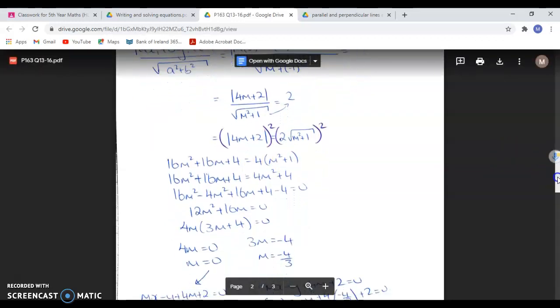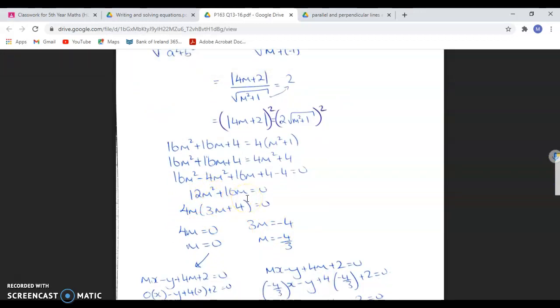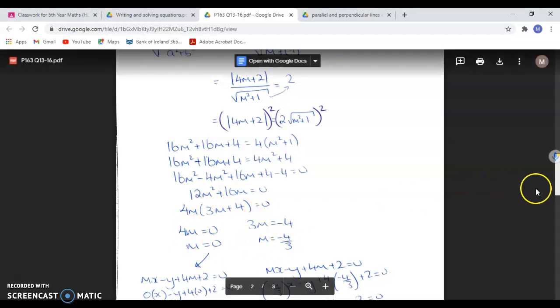Then you just multiply that out, and you come down to 12m squared plus 16m. Take out the highest common factor, which is 4m. What are you left with inside? 3m plus 4. So two things multiplied to give me 0. Each one is equal to 0. So I get 4m is equal to 0, m is equal to 0, 3m plus 4 is equal to 0, 3m is equal to -4, m is equal to -4 over 3.